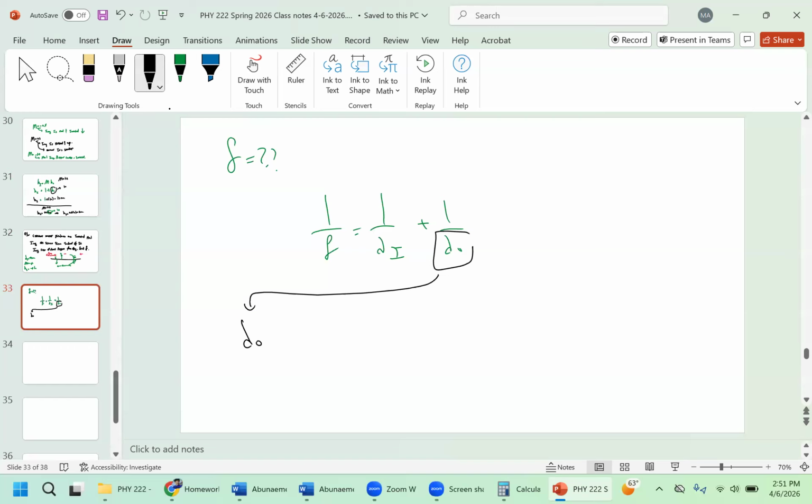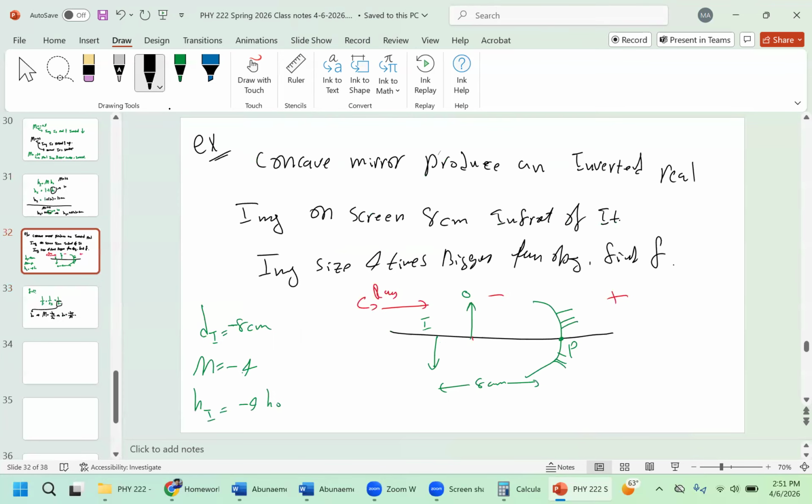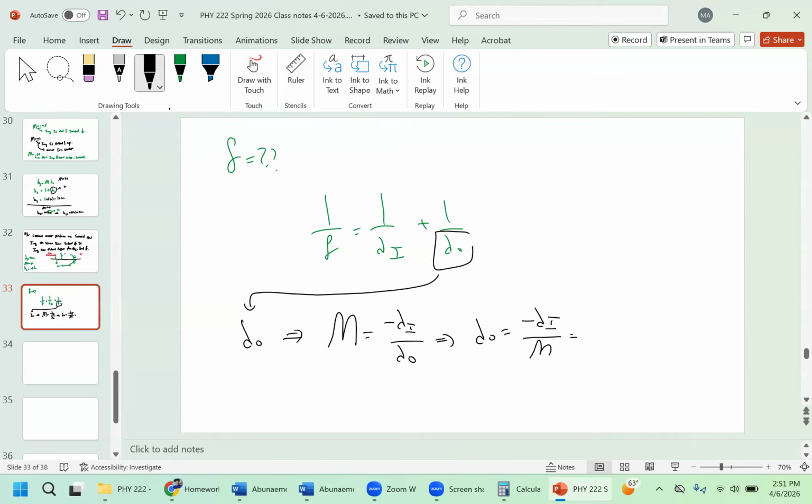From this one, we know the magnification equation is M equals minus DI over DO, which means that DO is going to equal minus DI over the magnification, which is going to be minus 8 divided by minus 4. Again, negatives cancel out, and 8 divided by 4 is 2, so it's negative 2 centimeters. So your distance of the object equals minus 2 centimeters.